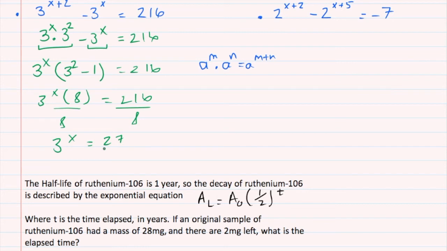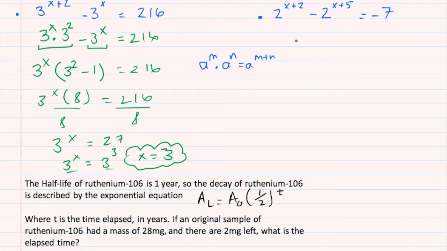Now we don't have the same base, right? So we're going to try to get a base of 3. 3 to the power of x is equal to 3 cubed. Now the bases are identical, so we have x is equal to 3. I hope this makes sense. Let's do one more example like this. 2 to the power of x plus 2 minus 2 to the power of x plus 5 is equal to negative 7.